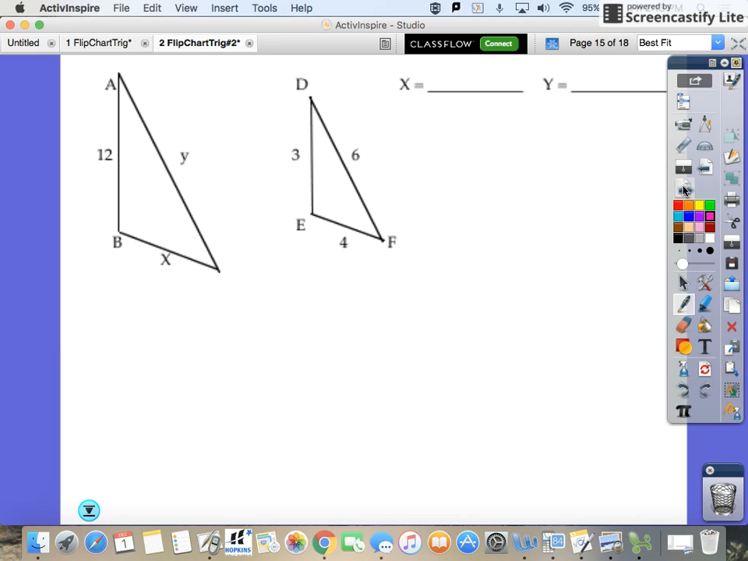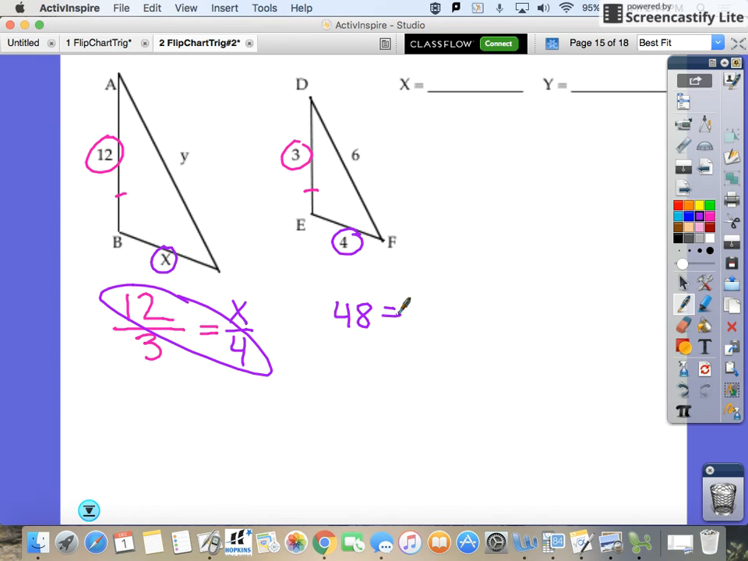All right. So again, we need to find two corresponding sides for which we have both numbers. So this side corresponds to this side, and look, we've got both numbers. So what I would do is take 12 over 3 needs to equal, let's find x first. X corresponds to 4. So 12 over 3 is the same as x over 4. Cross multiply. Divide by 3, divide by 3, x equals 16.